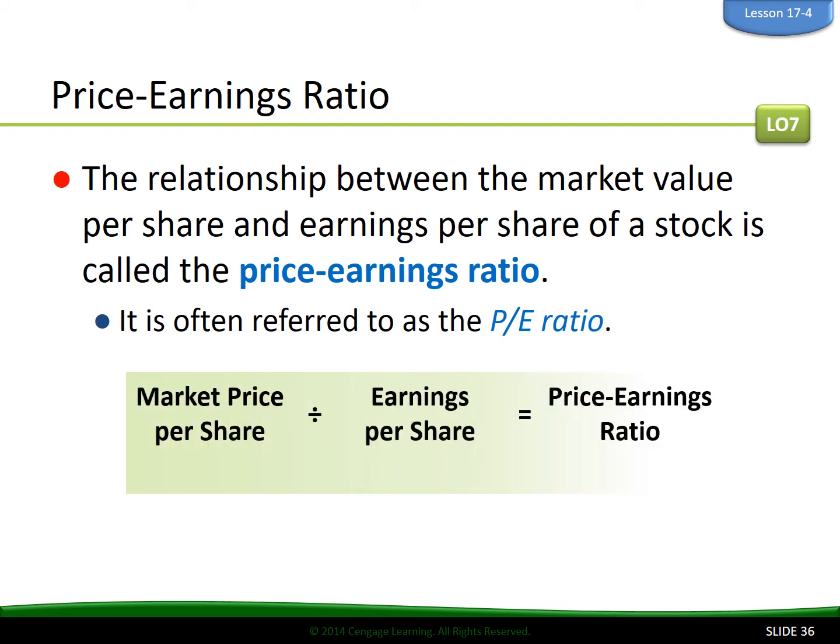PE ratio, also known as the price earnings ratio, is the relationship between the market value per share and earnings per share of a stock. So for example, the market price of a stock is $228 and change, divided by the earnings per share of $10.65, is going to equal a price earnings ratio of 21.5.